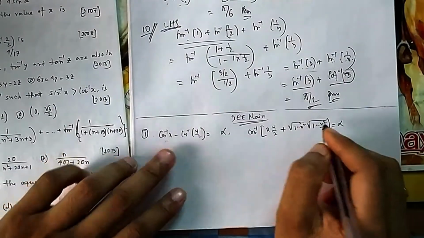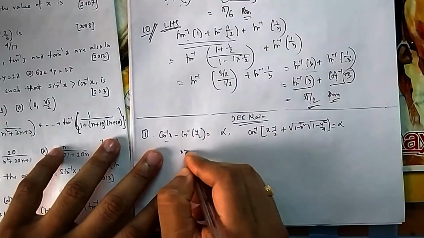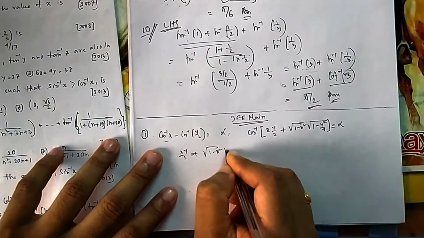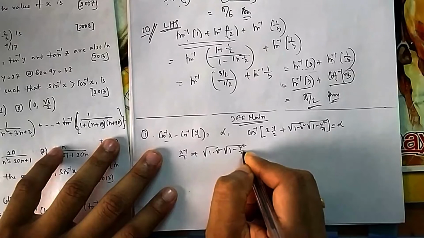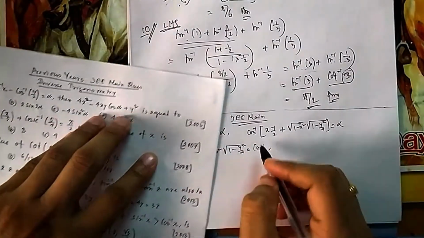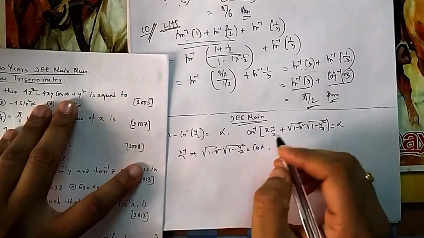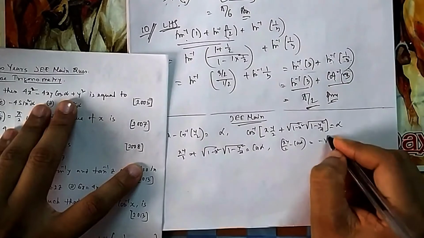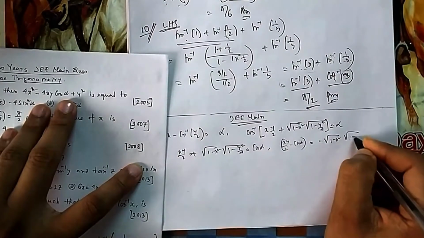So I have to send that alpha this side, so it becomes xy by 2 is equal to plus, 1 by x square into 1 minus y square by 4 is equal to cos alpha. Now because you have to involve xy and cos alpha, you bring cos alpha this side, so it will be xy by 2 minus cos alpha is equal to minus, or you can do the reverse way also, no issue.